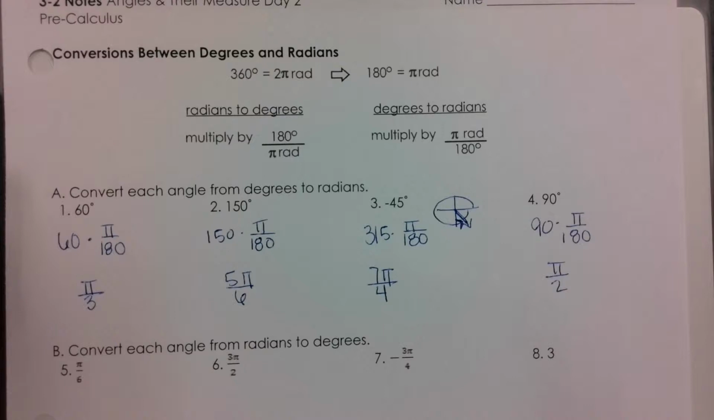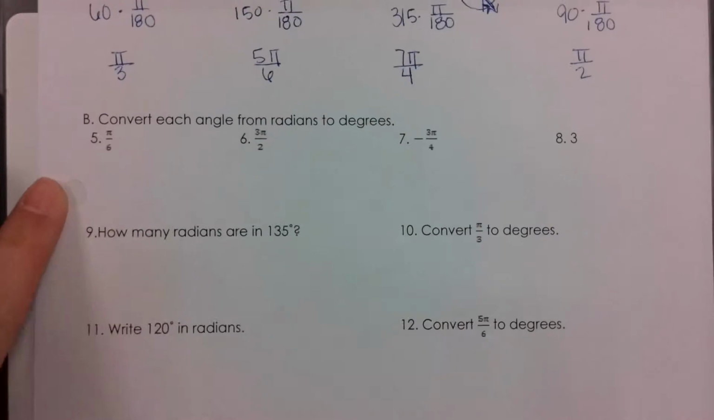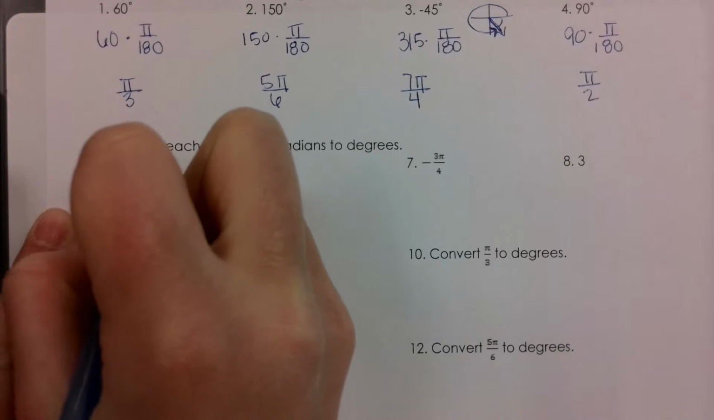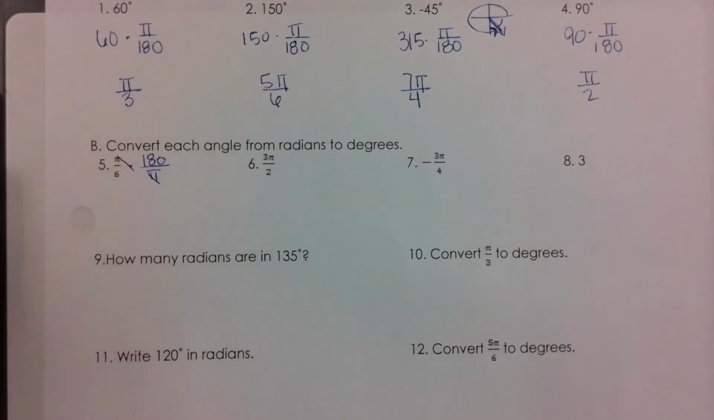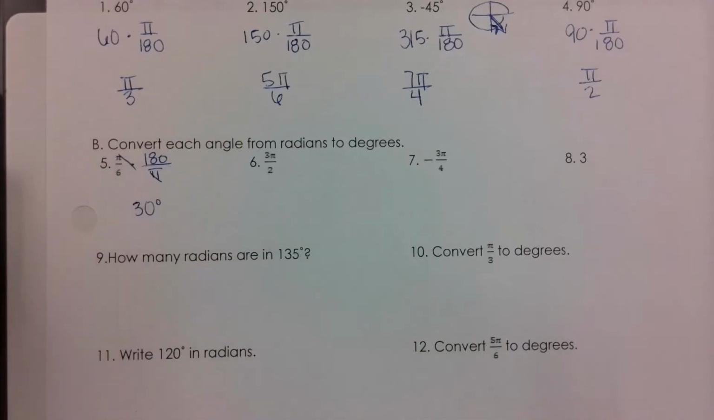Alright. So the next section, we're converting from radians to degrees. This time you're going to multiply by 180 over pi instead. So we've got pi over 6, and we're going to multiply by 180 over pi, so pi over 6 times 180 over pi. Your pi's are going to cancel, and you've got 180 over 6. What does that reduce to? 30. So that would just be 30 degrees. Questions on that?